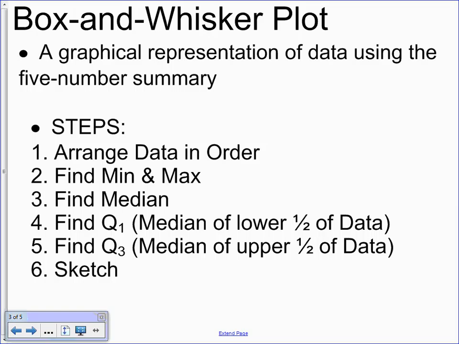Then find the median. Step 3, nothing new. You know how to find the median. Count in from the sides till you get to the middle. If you have an odd numbered data set, it will just be like the single number that's in the middle. If you have an even number data set, when you get to the middle, you'll have 2 numbers. And what do you do with those 2 numbers?